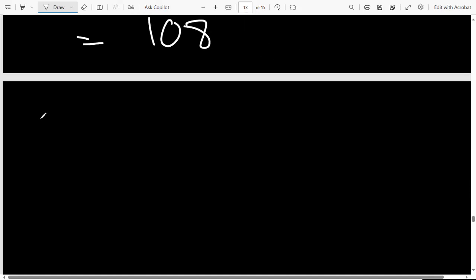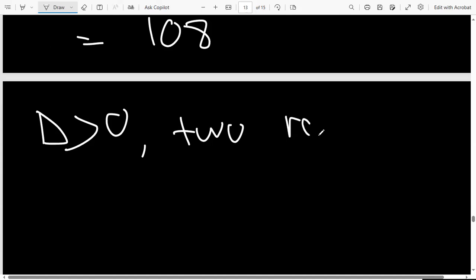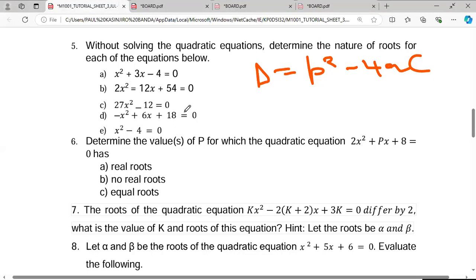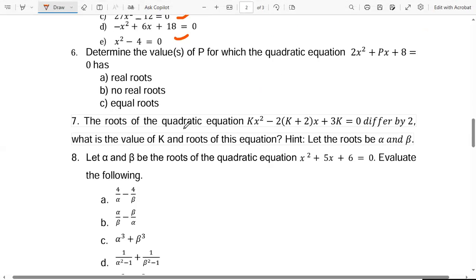So we see that the discriminant is greater than 0, meaning we have 2 real roots. So we are done on that question. The other one you can try this and you can try that one. Then let's look at question 6.